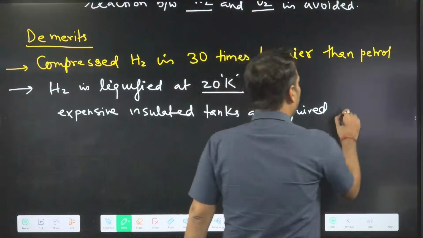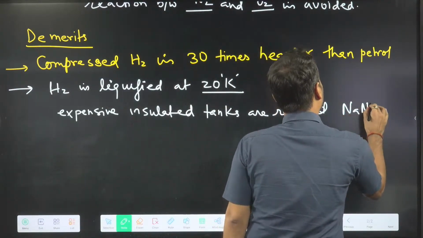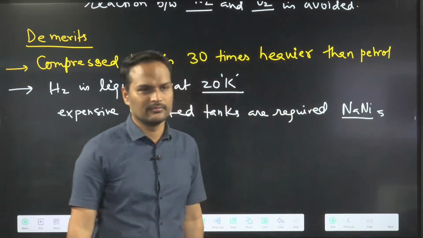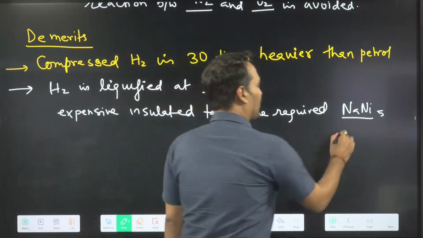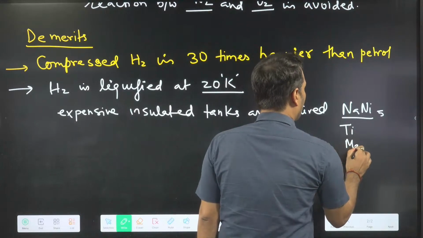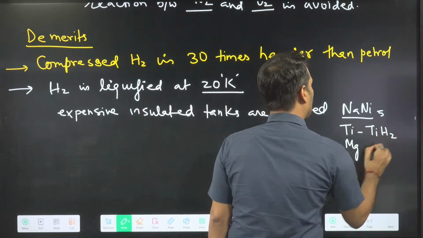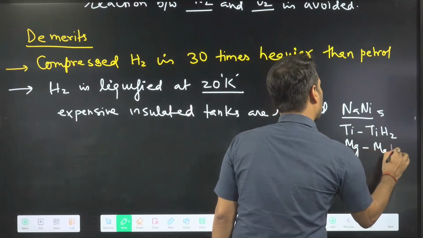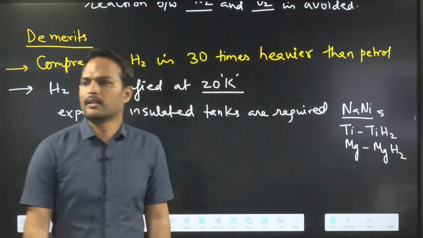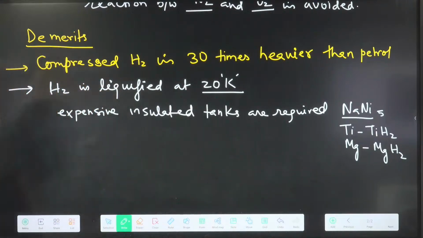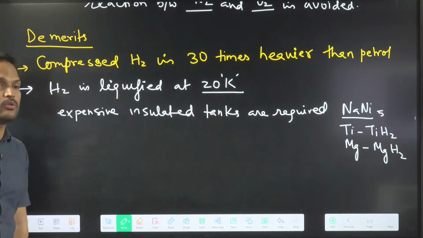What example they are giving you? They are giving you Nani 5. How you can remember? You can remember from Nani. ठीक है, new movie coming. Then what they will say? भाई titanium and what? Magnesium. From titanium you can also write TiS2. These alloys they are taking, MgH2. Is this clear? देख लो. Done. So expensive insulated tanks are required.